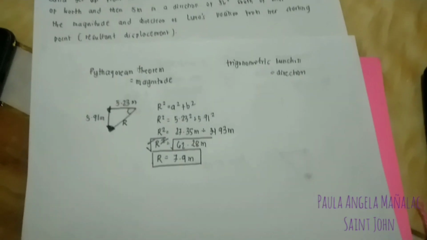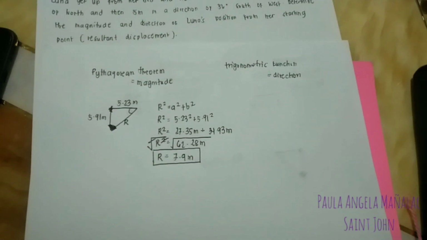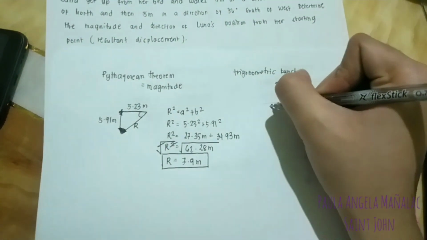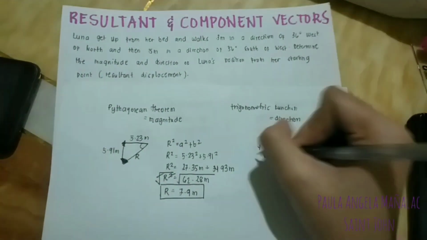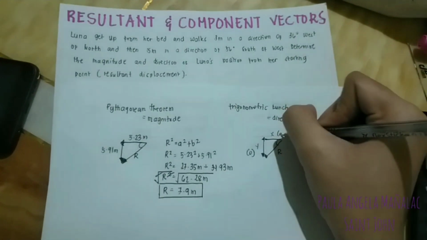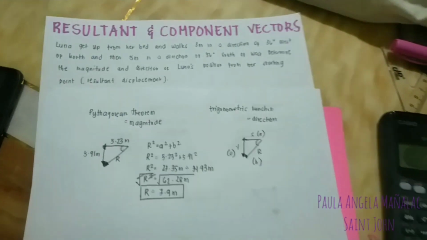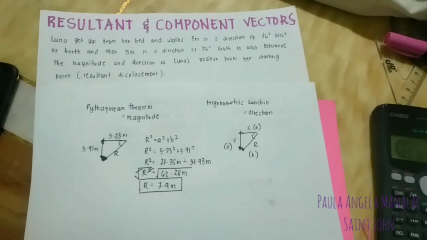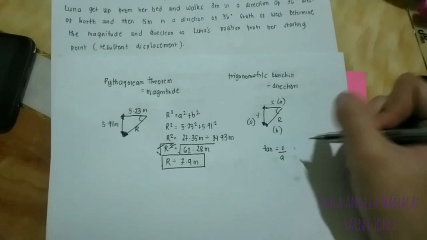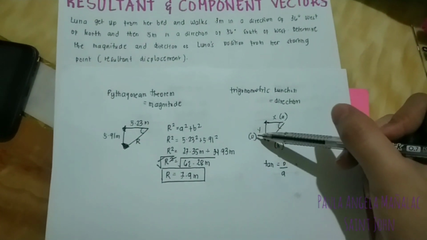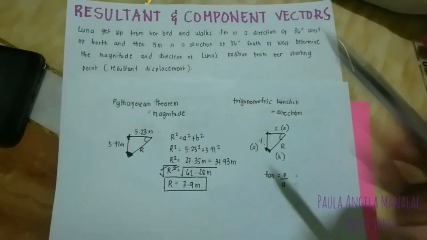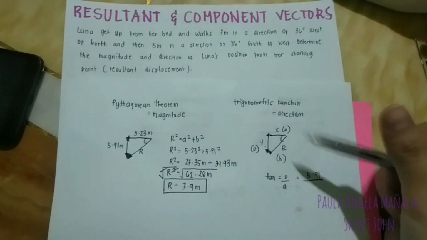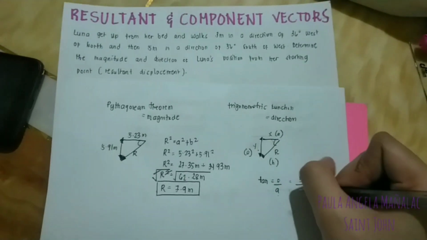Next, as I said earlier, in determining the direction, we will use the trigonometric function. So let's draw another diagram. In this case, this is the opposite side, the adjacent side, and the hypotenuse side. And from the diagram, we can see that the resultant vector is placed in the hypotenuse side, which means the function we will use is tangent. So substitute the values. The opposite, the y component, is 5.91. Then the adjacent, which is the x component, is equal to 5.23 meters.